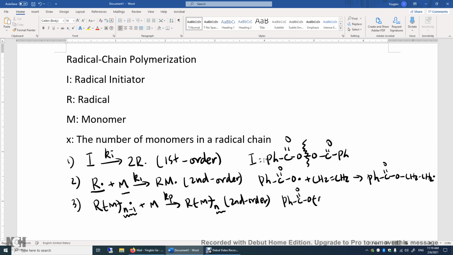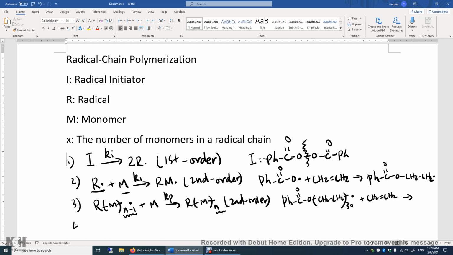All right, so for example, we can look at this example. Let's say we have 30 monomers in this radical chain, and then it can react with another monomer. The result is 31 monomers in the radical chain.